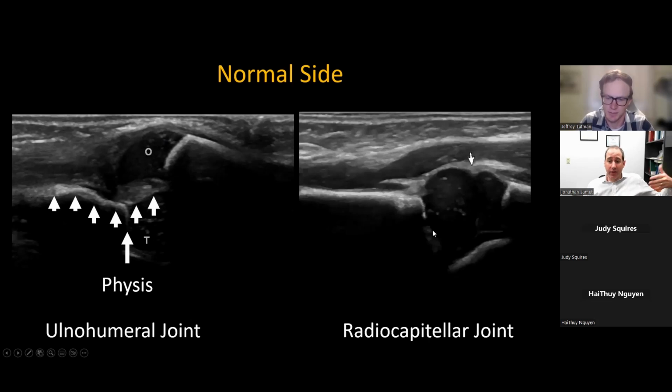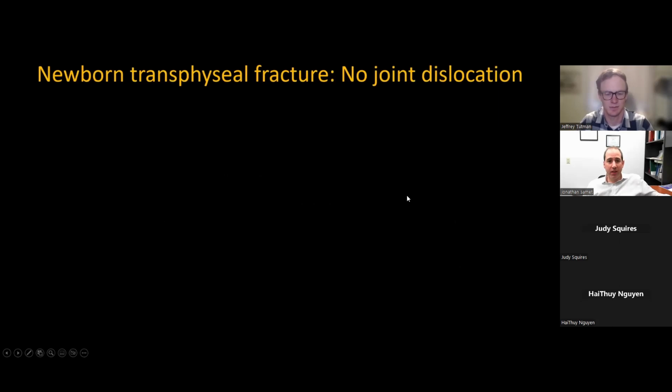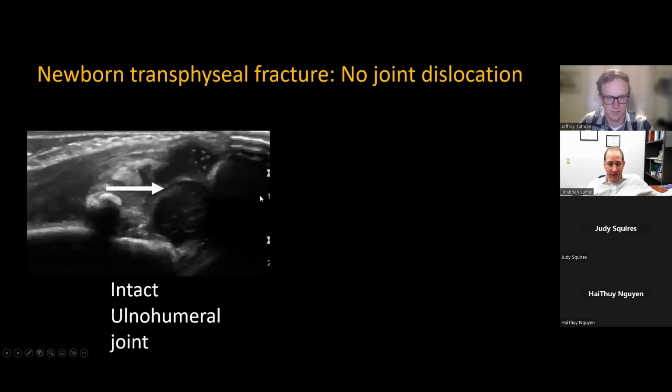Then I looked at the radiocapitellar joint on the normal side, and I said, okay, it sort of looks like a golf tee. So you have the radial head ossification center, and then you have the capitellum. So here's the capitellum, here's the radius. Everything's lined up on the normal side. When you go to the affected side, again, we're going to see all of this callus formation.